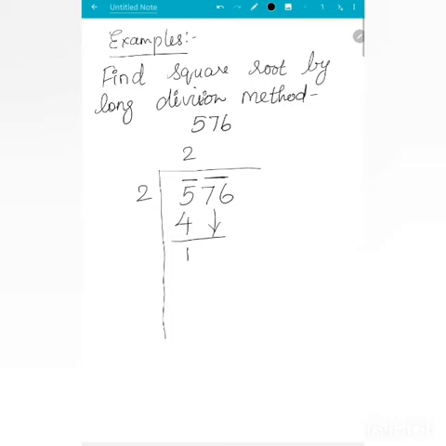Then you take the next two numbers together. Don't take only one. In long division for square roots, you have to take two numbers together. So it is 176. Now here, this quotient you have to multiply by 2. 2 2s are 4. 176 is divisible by 4, so what number will come here?